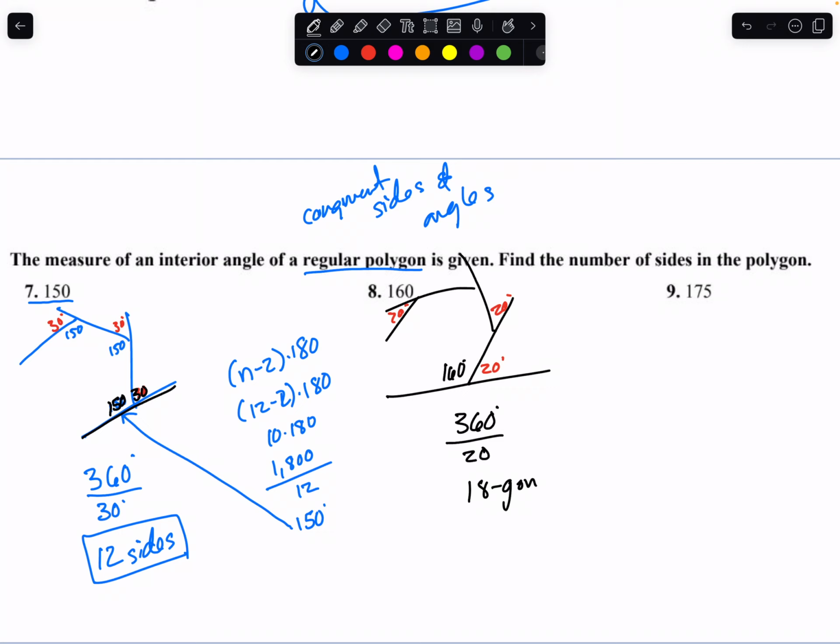Same thing with 175, right? I can draw another one over here with one angle being 175 degrees, which means the outside would be 5 degrees. If each angle on the outside measures 5 degrees, I can then take 360 degrees divided by each angle being 5 degrees, and that'll tell me the total. This has 72 sides. A 72-gon. A 72-sided polygon.